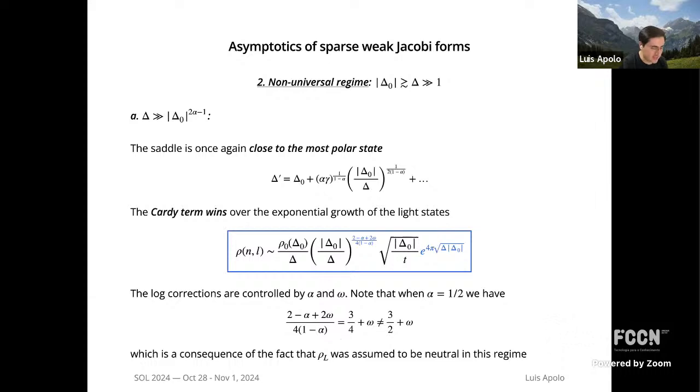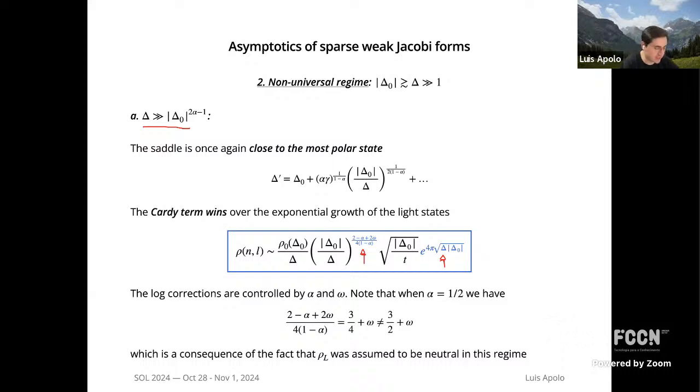So we find 3 additional regimes that I will just skip, or maybe no, I think this is interesting. So I'll tell you what happens. So in this regime, the answer is given here. There's still a Cardy type of growth, and the log corrections depend on the details of the weak Jacobi form. Okay, that's what happens in this regime.